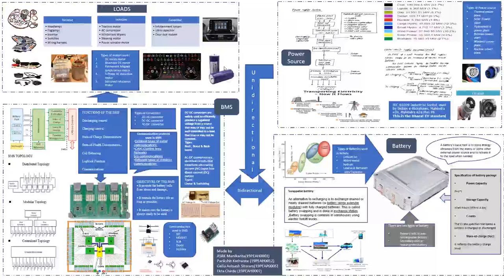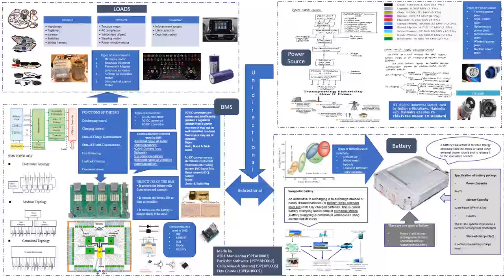So there are three types of loads used in electric vehicles: resistive load, inductive load, and capacitive load. In resistive loads, there can be headlamps, fog lamps, inverter, and different switches such as relay switches, or your normal switch to light up the headlamp or fog lamp. Then wiring harness, as you know, each type of wire has a specific resistance. In inductive load, there are traction motors, AC compressor, windshield wiper motors, steering motors, and power windows.